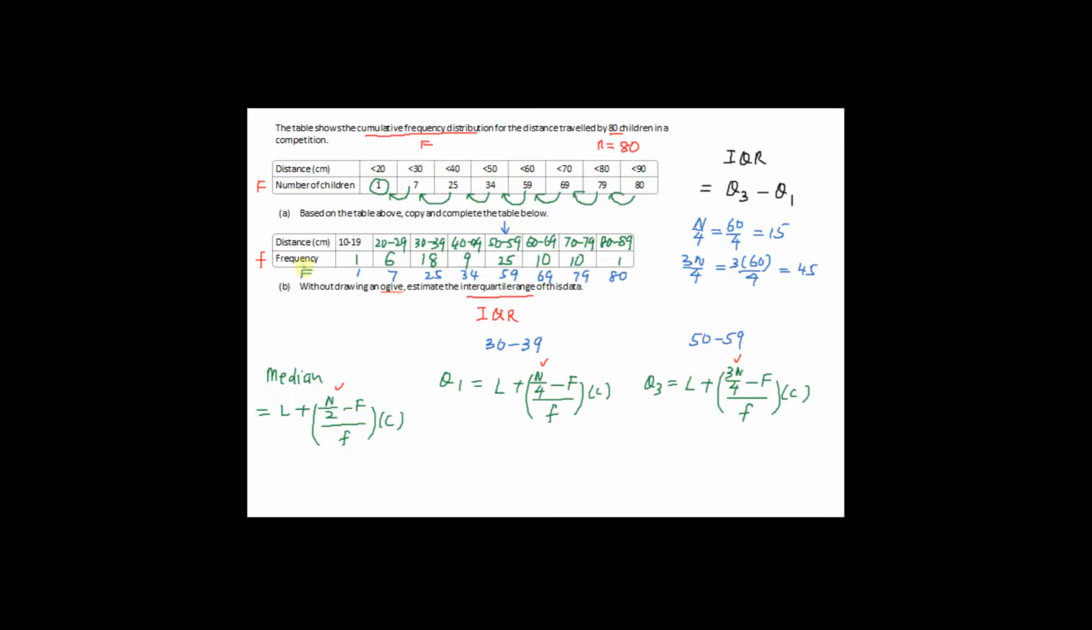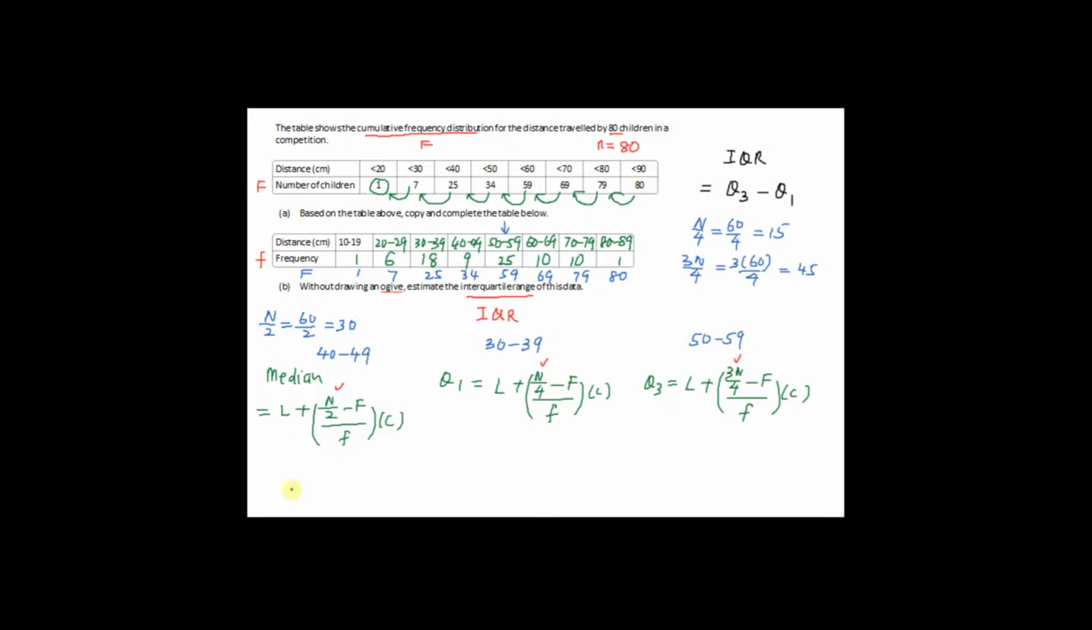Before I calculate Q1 and Q3, I'll show you how to calculate the median first. The median is the N over 2 observation, which is 60 over 2, that is 30. So for the 30th observation, your median is in 40 to 49. That is where your median is located.